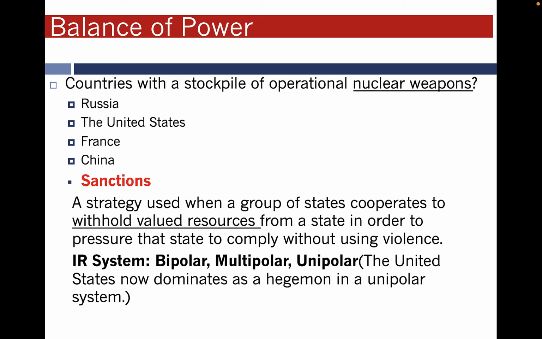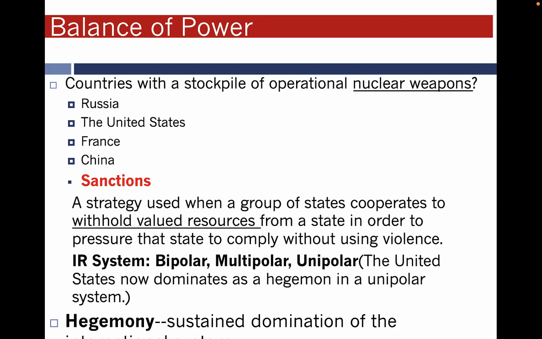Usually when there are governments that act outside of what they're supposed to be doing, they might face sanctions, where you hold resources, whether it's money or aid. You can withhold it, and that might be a way to pressure them to comply without actually using violence. In the international relations system, it's a bipolar, multipolar, and unipolar thing. So the United States now dominates as a hegemon in a unipolar system.